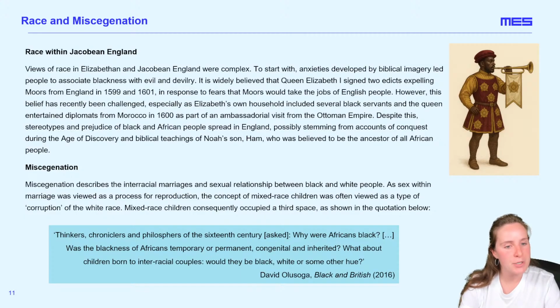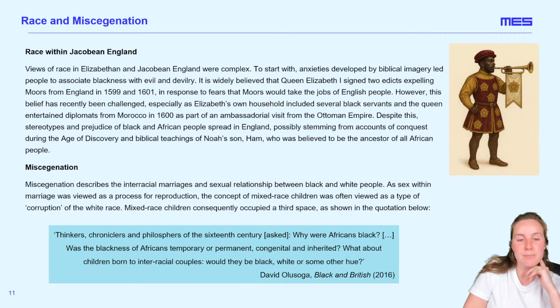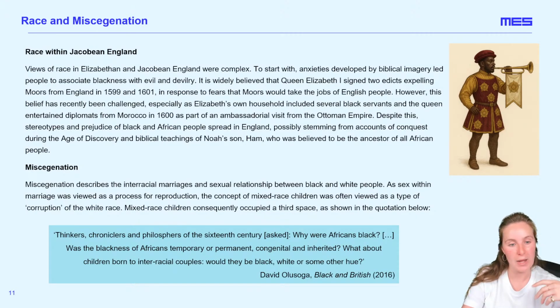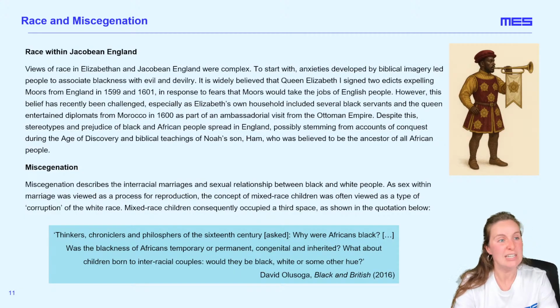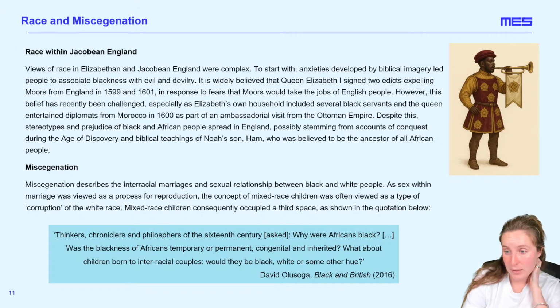Despite this, stereotypes and prejudice of black and African people spread in England, possibly stemming from accounts of conquest during the Age of Discovery. So all of these accounts coming back from colonizers, writing about the people that they had discovered or encountered in their journeys, as well as biblical teachings of one of Noah's sons, Noah from Noah's Ark, Ham, who is believed to be the ancestor of all African people. And Ham was punished and sentenced to suffering during his lifetime and the lifetime of his descendants. He was kind of the evil son of Noah in the Bible, and the Jacobean version of the Bible, and thus that spread as kind of spiritual truth.